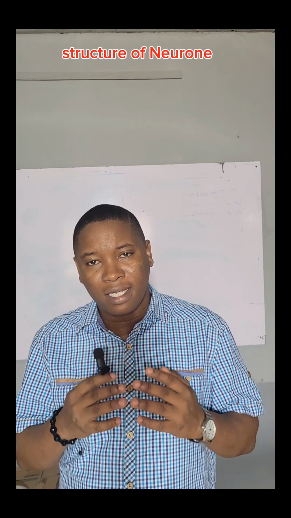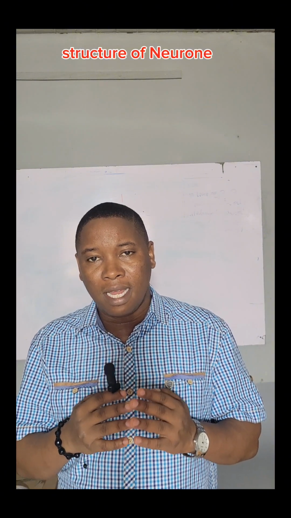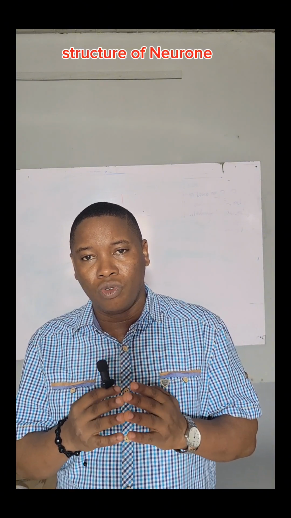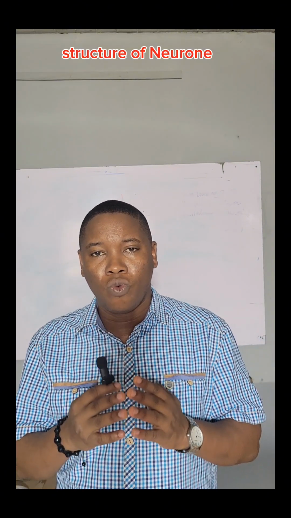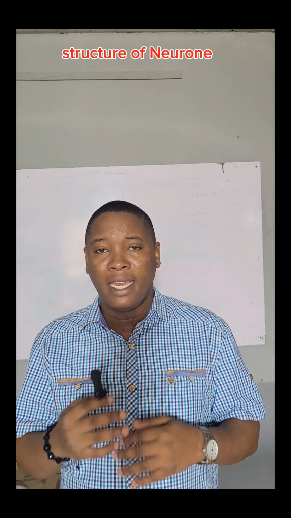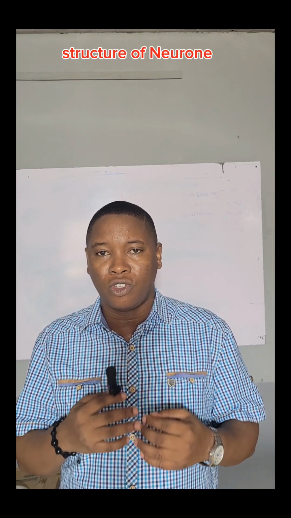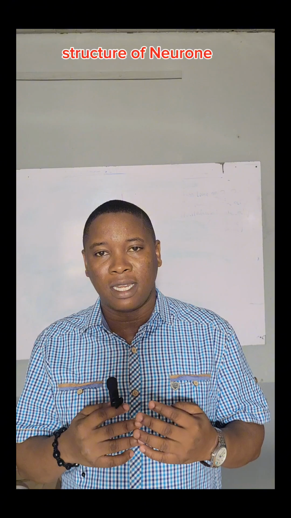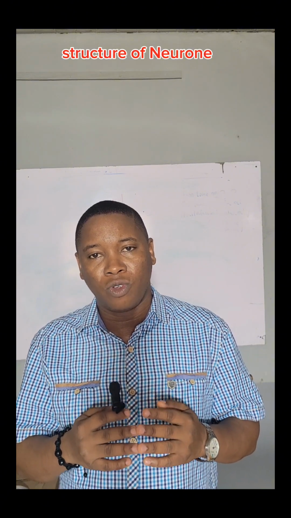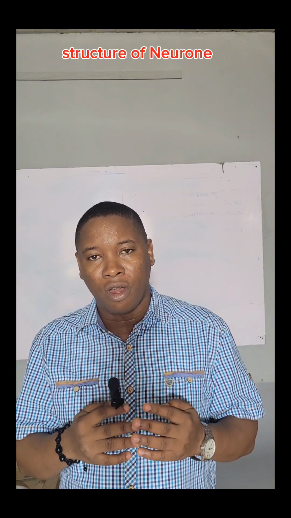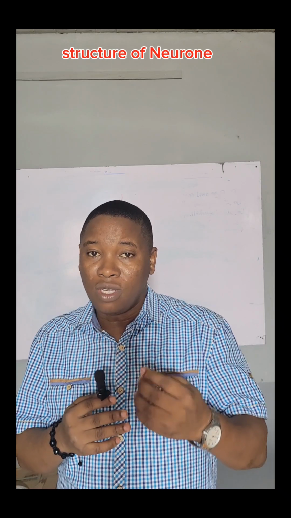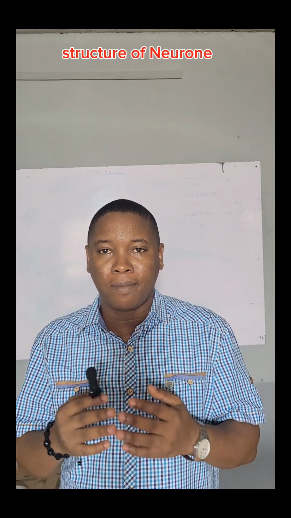Now we have what we call the synapse. What's the synapse? The synapse is a little gap or opening between one neuron and another neuron. And the synapse has a structure. It's important for us to know what the structure of the synapse is like. Now, you have what we call the presynaptic neuron. That is the first neuron that is going to give the impulse. It's called the presynaptic neuron.